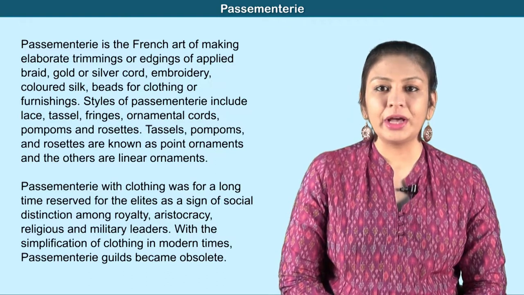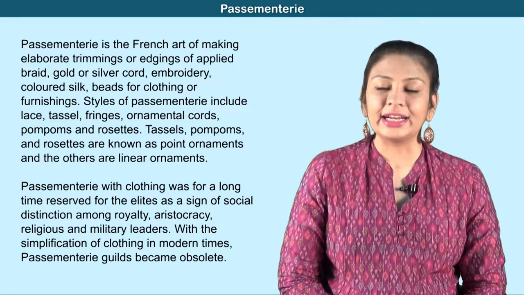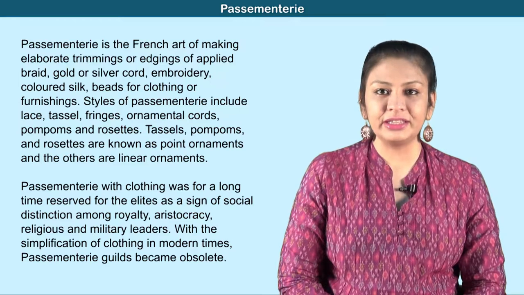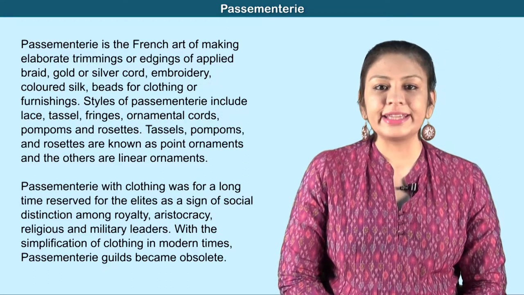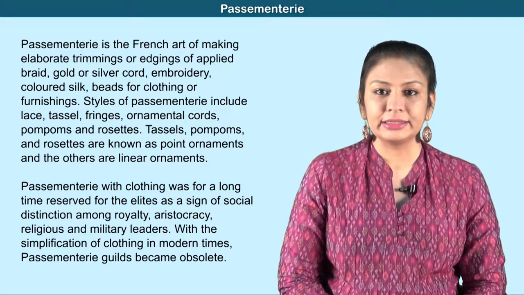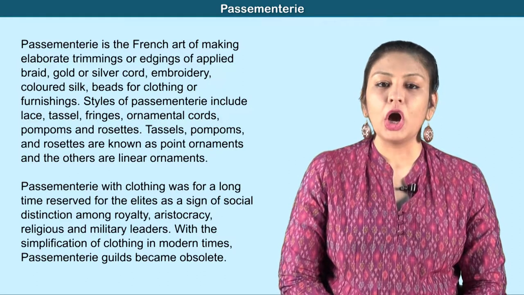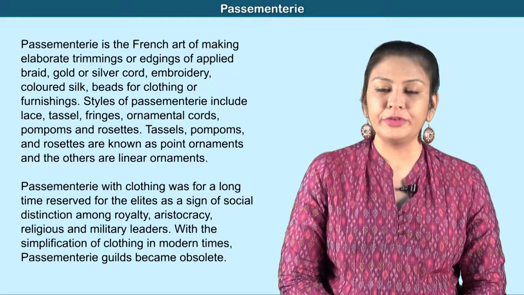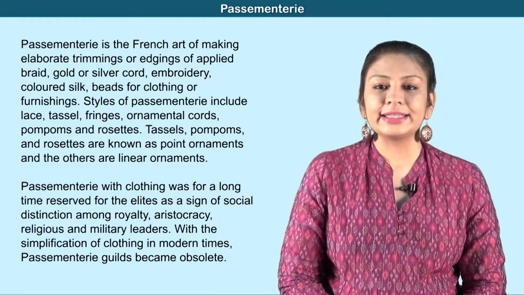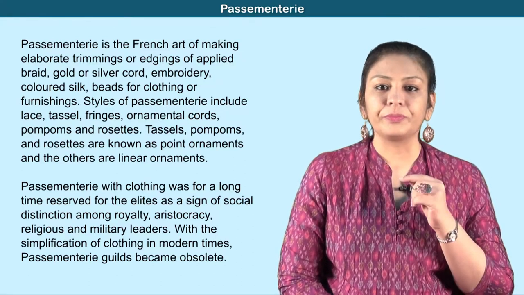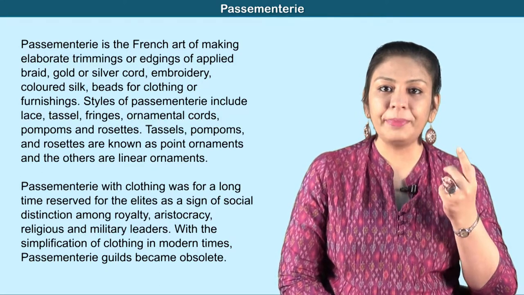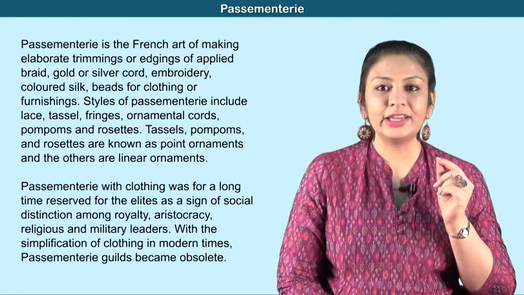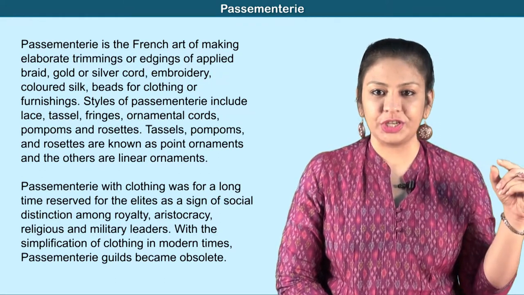Passementerie traditionally worked as a guild. An artisan, upon joining the guild, would typically work between 5 to 7 years before they can create or design on their own. Styles of passementerie include lace, tassel, fringes, ornamental cords, pom-poms, and rosettes. Tassels, pom-poms, and rosettes are known as point ornaments or non-linear ornaments, and others such as ribbons and tapes are known as linear ornaments because of their linear structure.